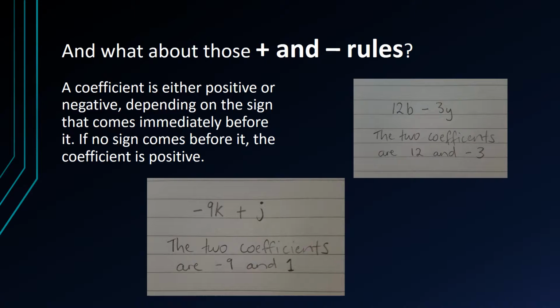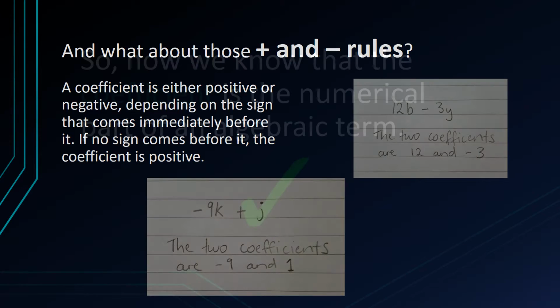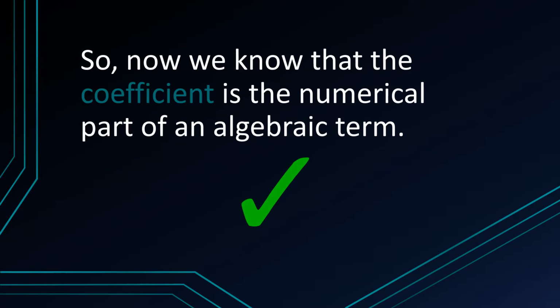In the second example up here, you've got 12b minus 3y. So the two coefficients here are 12 and negative 3. So, now we also know that the coefficient is the numerical part of an algebraic term. Good work.